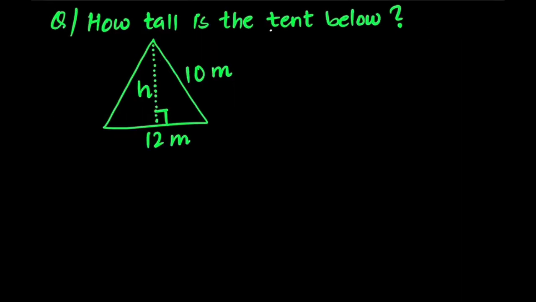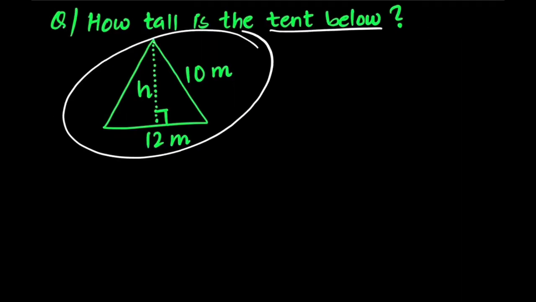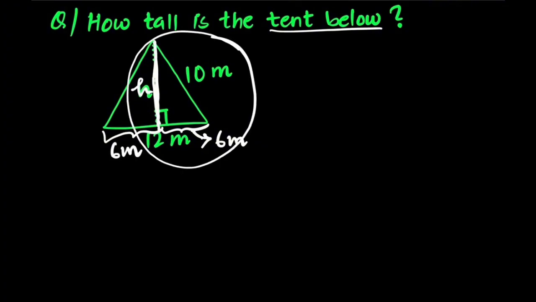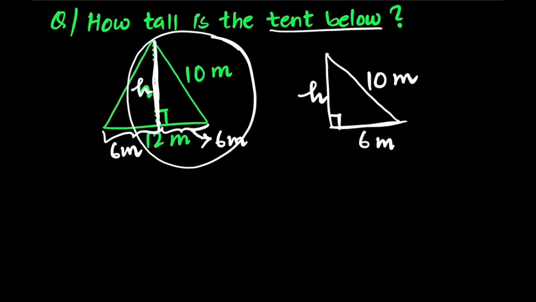Now let's look at this last problem, which says how tall is the tent below. So this is a tent, and the problem is asking how tall this height is. Since the height of this tent divides its base into two equal halves, this side length will be half of 12 meters, that is 6 meters, and this portion is also half of 12 meters, that is 6 meters. So now let's take out this right triangle separately. This length will be 6 meters and this is the height, while this side length is 10 meters.